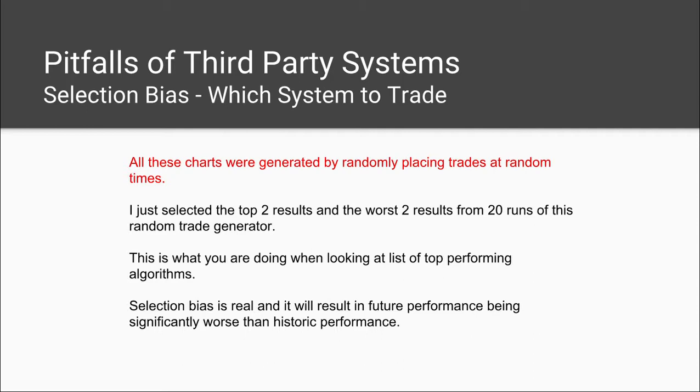So selection bias is going to be introduced. If you're going to look at thousands of trading systems, you're going to pick the best ones, and all you're doing is selecting ones that just by chance happen to have a good historic result. And because you're not developing the system yourself, you have no way of knowing how that system was developed as well. So this is a real thing, and this is the main thing that causes a problem with investing in third-party systems. The future performance is always significantly worse than historic performance.